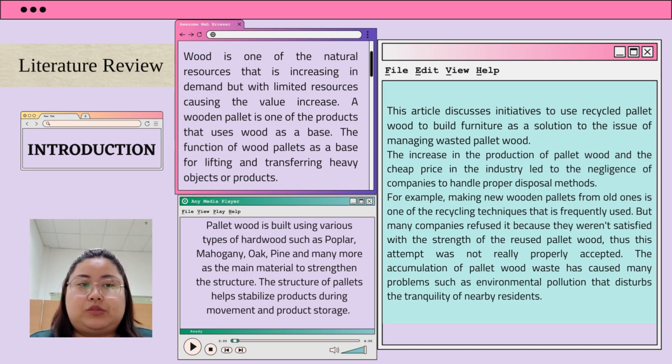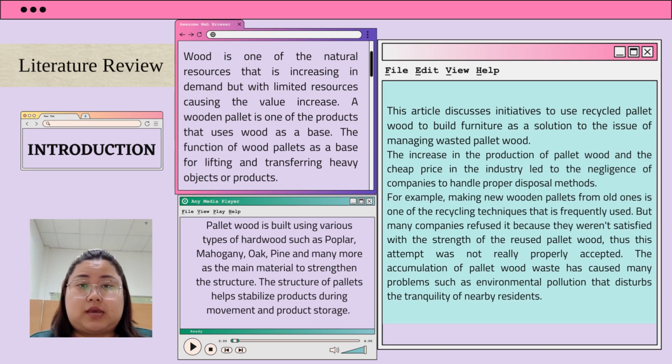Pellet wood is built using various types of hardwoods such as poplar, mahogany, oak, pine and manure as the main material to strengthen the structure. The structure of pellets helps stabilize products during movement and product storage.